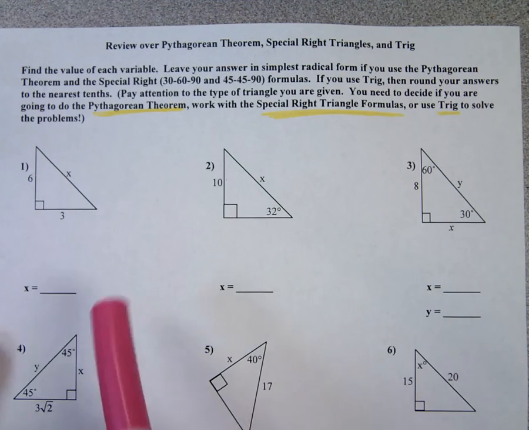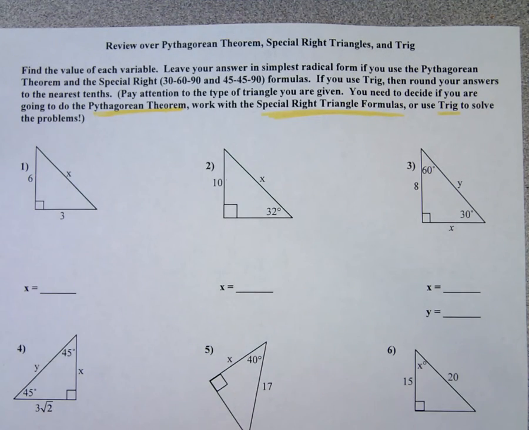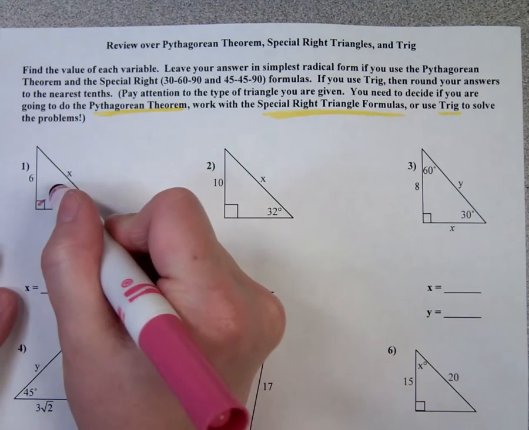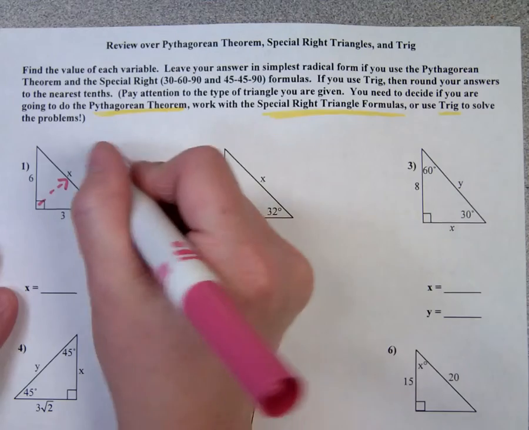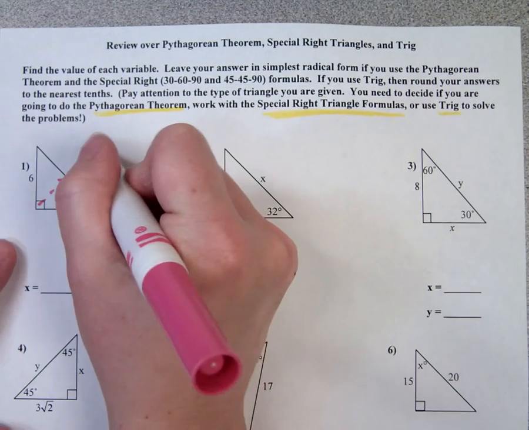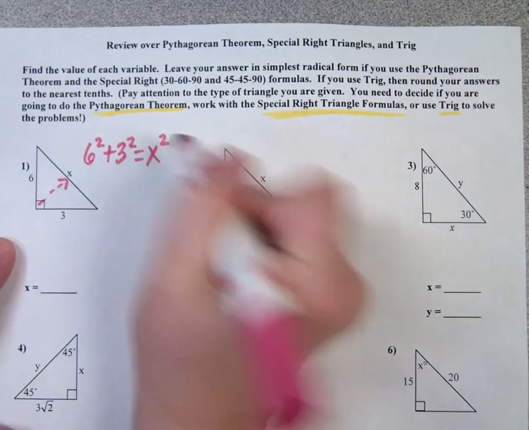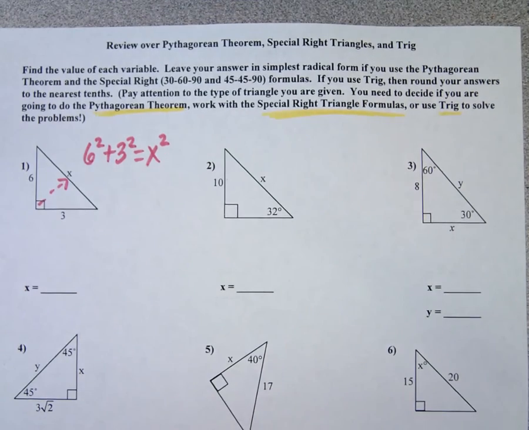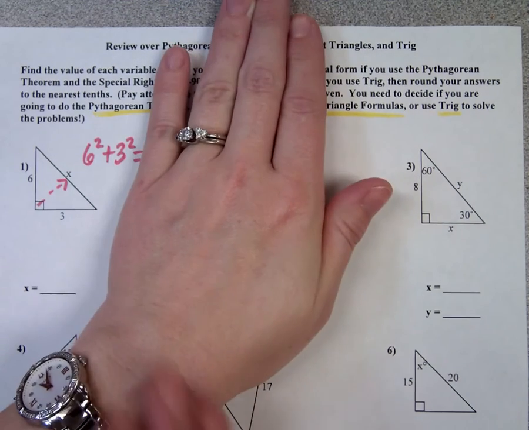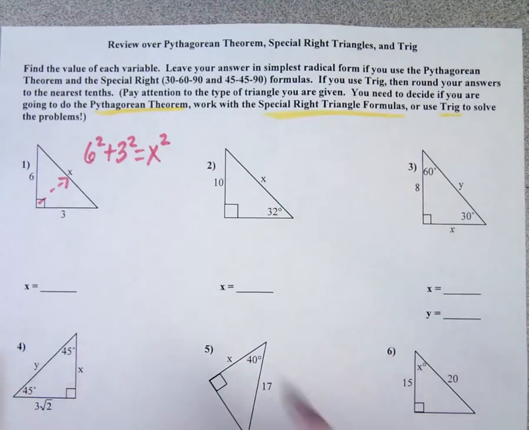Pythagorean theorem. As long as it's a right triangle and you know 2 of the 3 sides, Pythagorean theorem is the one you want to use. Which one's the C? X is the C because that's across from the right angle. So it would go what squared plus what squared is what squared? 6 squared plus 3 squared equals x squared. Since the 6 squared and 3 squared are on the same side, I can go ahead and square and add those up. What do you get if you square and add those up?